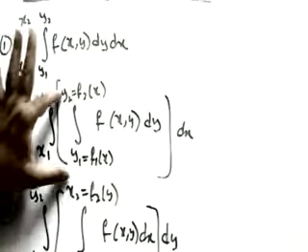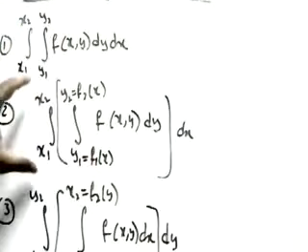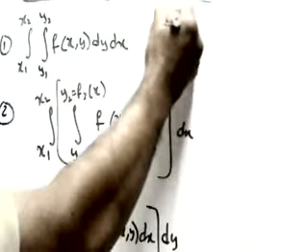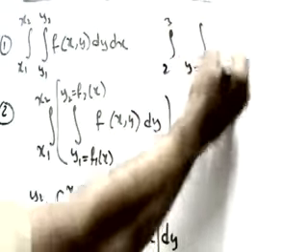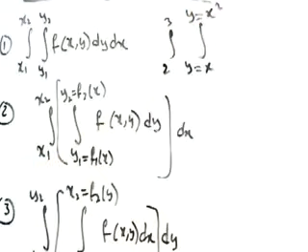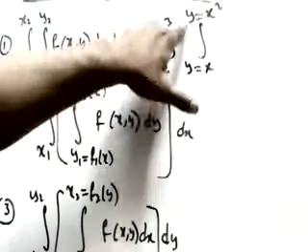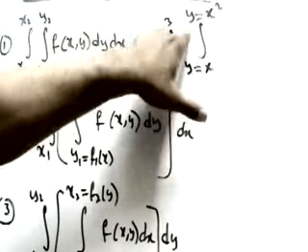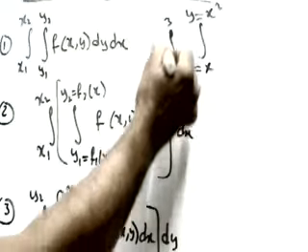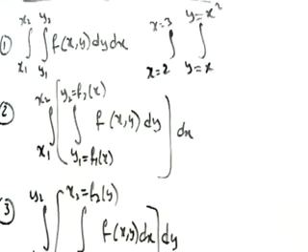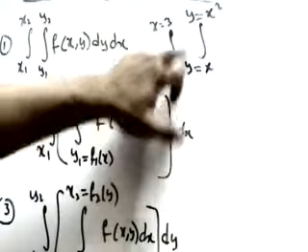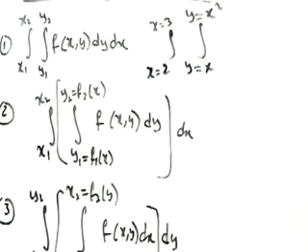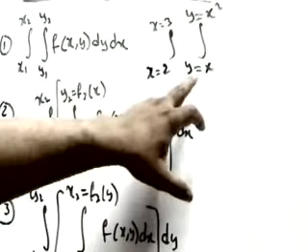Now here you see, x are given in constants, but y are given in variables. I will explain. Suppose you have 2 to 3 for x, then the integration of y goes from y equals x to y equals x square. So watch carefully: y are given in variables, and x are given in constants.